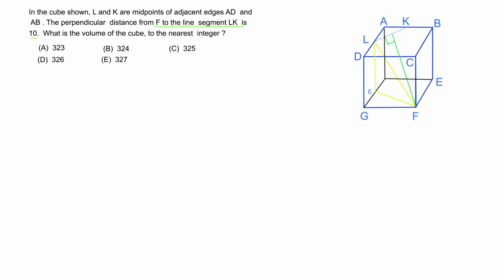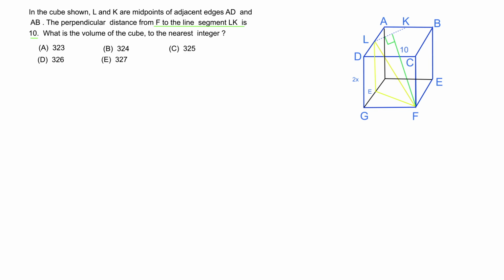So let's begin. Now that this diagram has been drawn, I need to give it some sort of a side length. I don't have any numbers, so I'll say that every side is 2x. The only thing we know in terms of integers is F to the line segment LK, and that's 10. So I'll label that in there. This green line basically is 10.